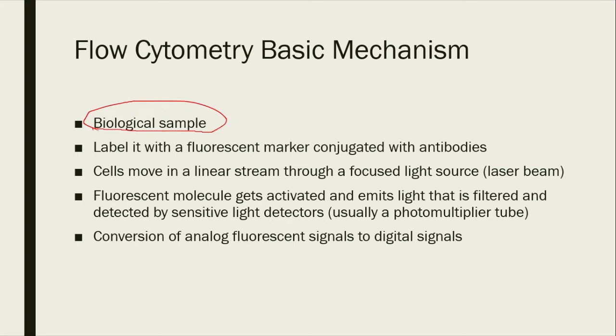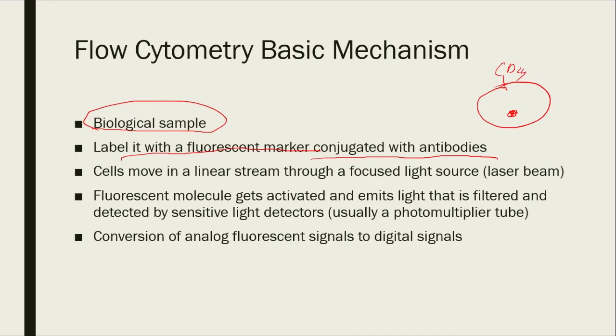Before you can do all these, you need to label the cells with a fluorescent marker, conjugated or linked with an antibody. Now these antibodies are usually specific for certain things on the cell surface. So here is a cell, there's a nucleus. Usually these cells carry some cell markers, right? For example, we know that we could have CD4 markers.